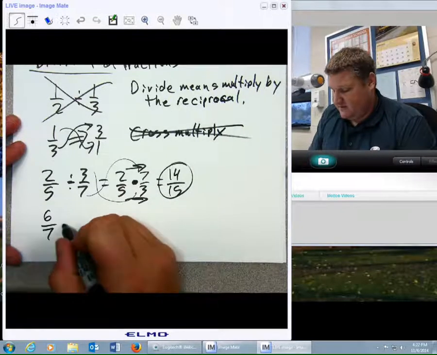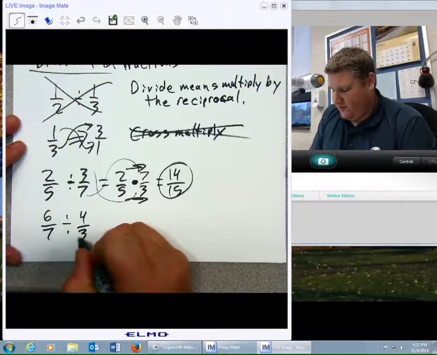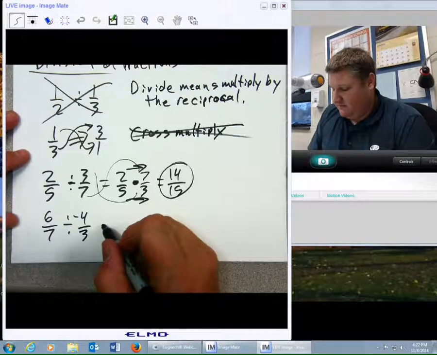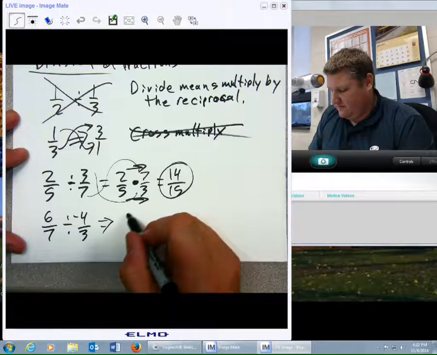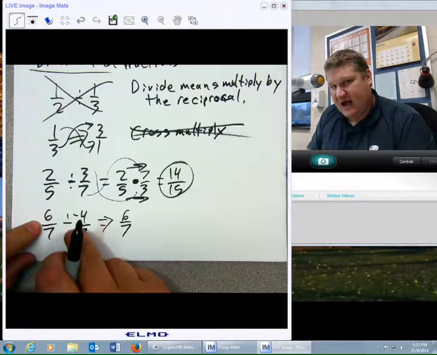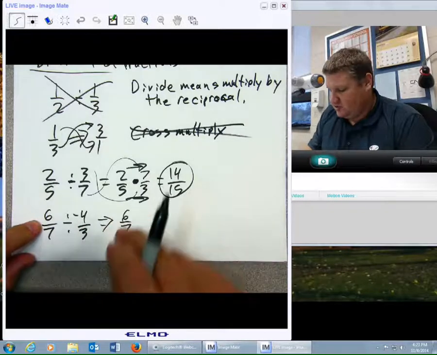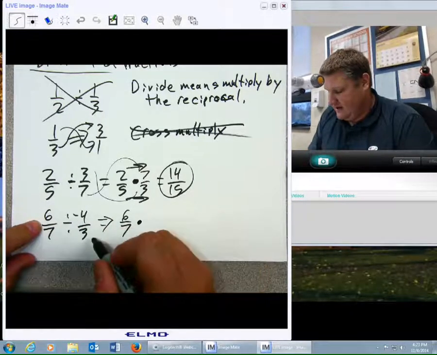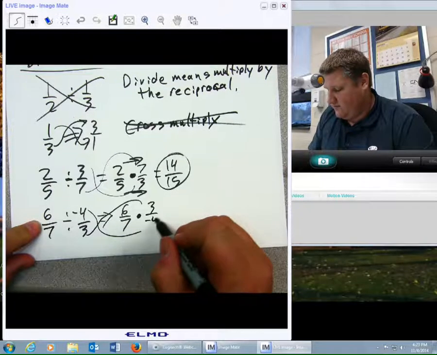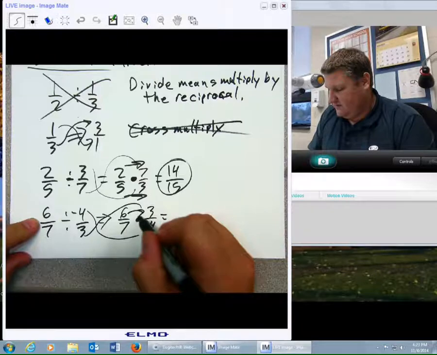6/7 divided by 4/3. Now let's make that negative just for giggles. And when we do this, that's going to create 6/7. You'll notice that doesn't change. Only the thing behind the divide changes. So 6/7 times 3/4. So 6 times 3, 18.